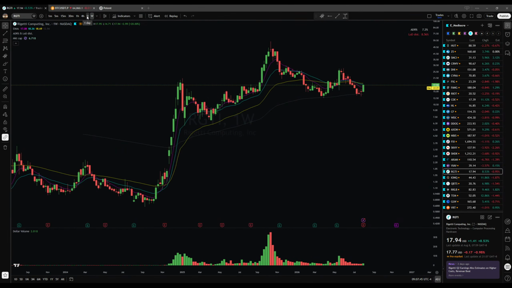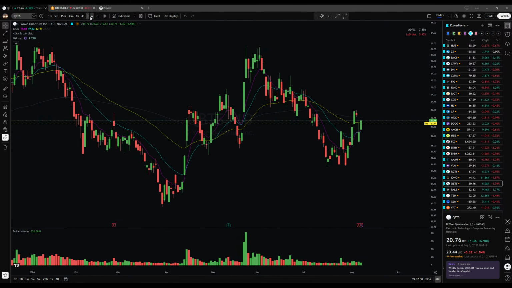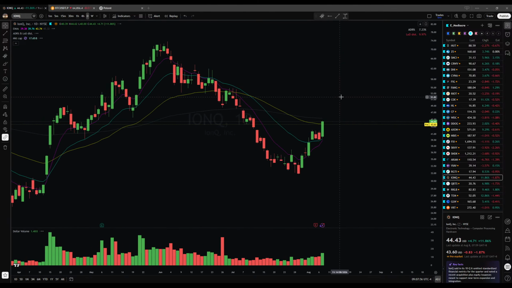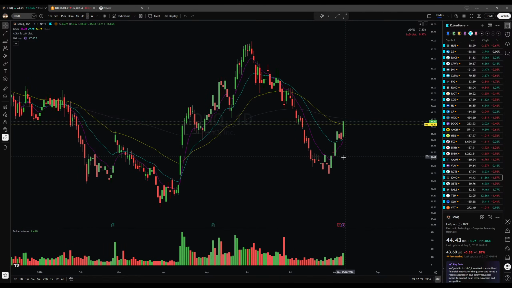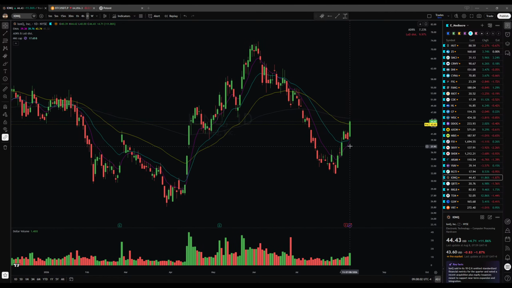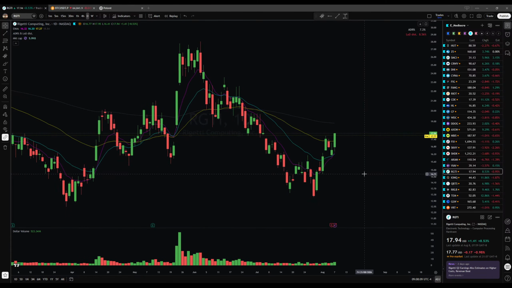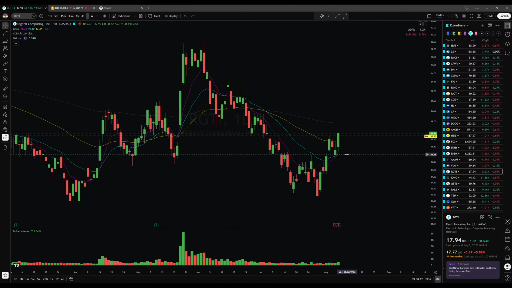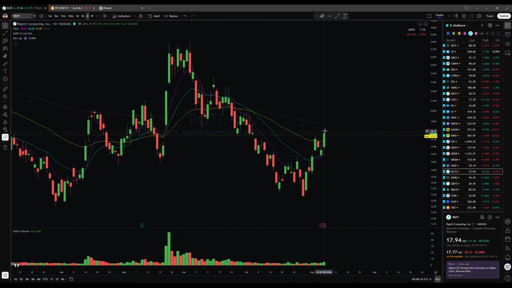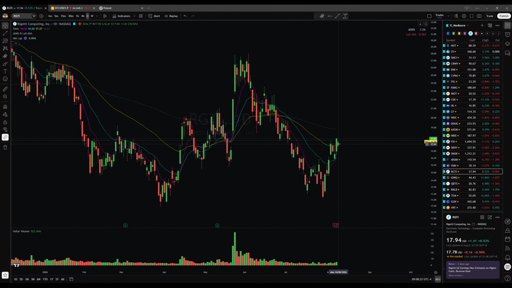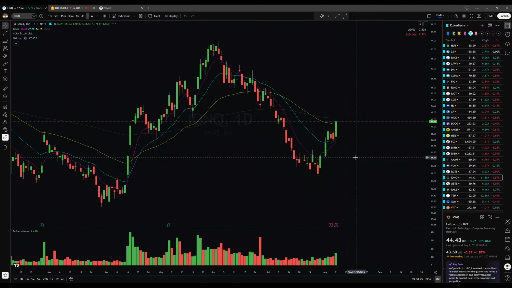I think the quantum names are at a pretty key level right now, both on the daily and the weekly. They're right at the resistance level with strong short-term momentum. The 9 and 21 are turning up, and RGTI's 9 is already crossing above the 21, but it's still under the 150 EMA, and it's only the first day of breaking out from the 50 EMA.